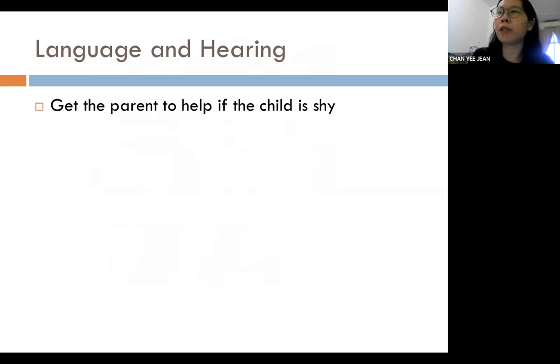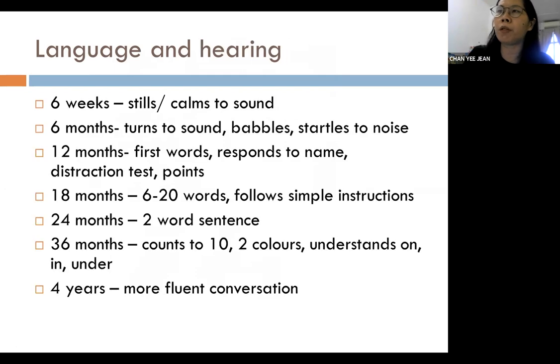Okay, next we go to language and hearing. It might be easy if you get a friendly patient, but if you get a shy patient, then it's better to get the parents to help out. Okay, roughly 6 weeks turns to sounds, 6 months turns to some babbles, 12 months first words, response to name. This is when you can do the distraction test.